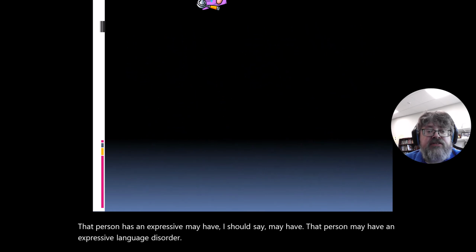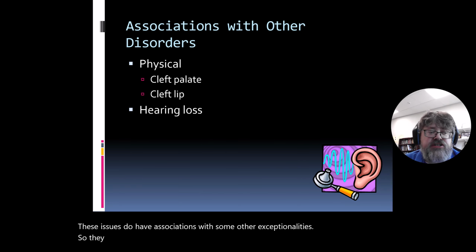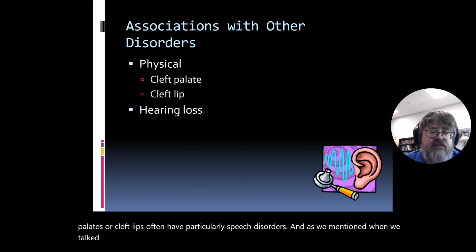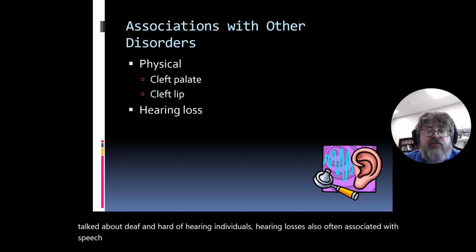These issues do have associations with some other exceptionalities. So they have some associations with various physical exceptionalities. People who have cleft palates or cleft lips often have particularly speech disorders. And as we mentioned when we talked about deaf and hard of hearing individuals, hearing loss is also often associated with speech issues, particularly when the hearing loss is prelingual, in other words, before a person has learned language.